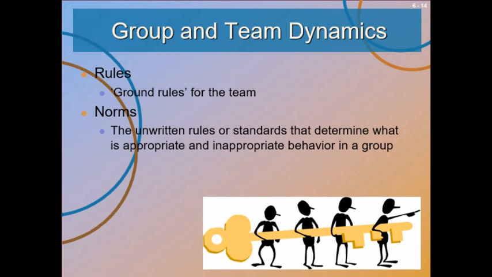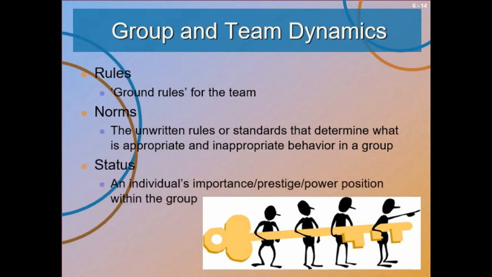Status, an individual's importance, their prestige, their power position within the group, and this can change. A particular individual's skill set might take them to a position of power at some time during the team dynamic cycle, but that may not be their natural position during the whole process. There may be times when other individuals come to the forefront because the nature of the work that the team is doing will have changed.